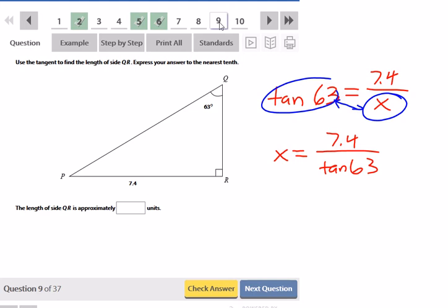Make sure your calculator is set to degrees. So 7.4 divided by tan 63 is going to be approximately 3.77. They want it to the nearest tenth, so that will be 3.8. 3.8 units.